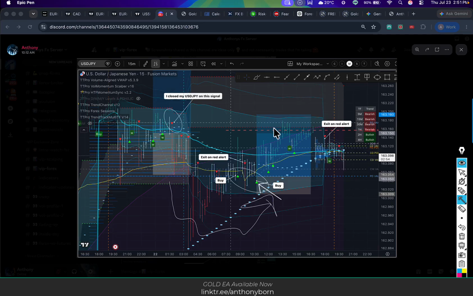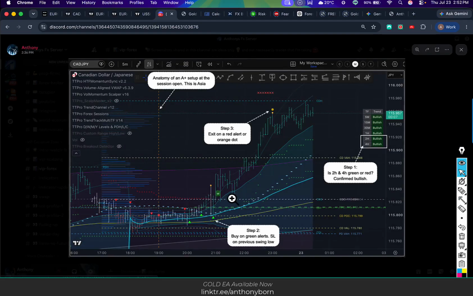Enter on the green signal. If you don't see the little orange dot, exit at your own discretion, or make sure you exit on that red signal. That's all you got to do. I took this one today.